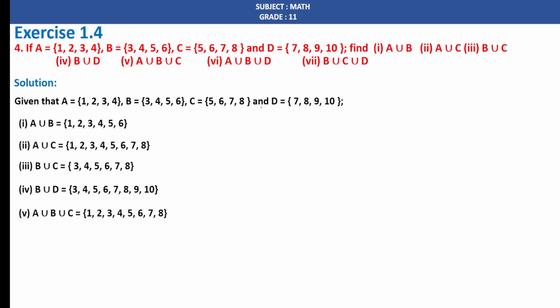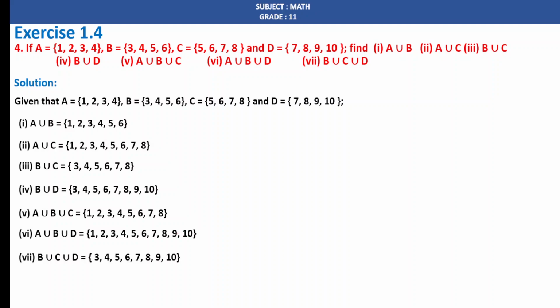Fifth one, A union B union C. We already know A union B is {1, 2, 3, 4, 5, 6}. When we are unioning with C, we need to add 7, 8 extra. So, the value here is {1, 2, 3, 4, 5, 6, 7, 8}. Sixth one, A union B union D. Already we know A union B. So unioning with this D, we need to add 7, 8, 9, 10. So A union B union D is {1, 2, 3, 4, 5, 6, 7, 8, 9, 10}.